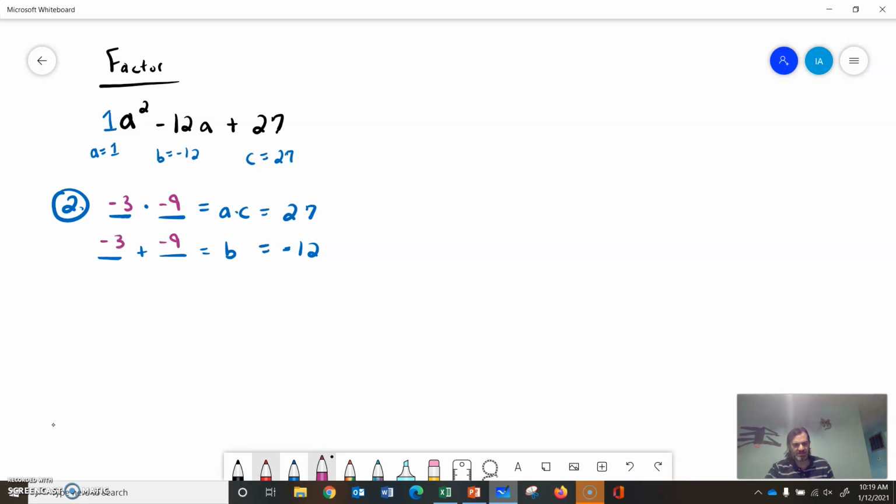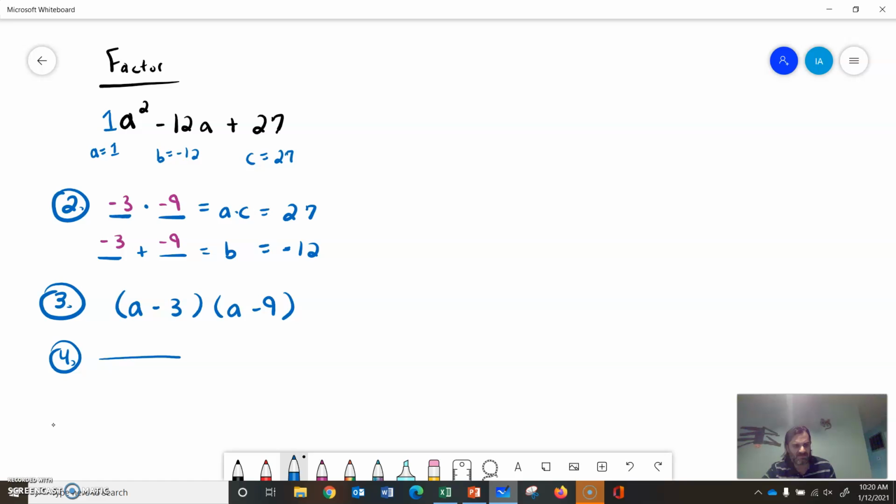Okay. So then once we have that, we'll jump to step 3, where we set up two independent factors here, and we'll start with the a term, a and a, one a in both places, and we'll have a minus 3, a minus 9. We drop our numbers in, and step 4 we'd pull anything out that we could. There's nothing we can pull out. In step 5 we'd put anything back in that came out in step 1, but nothing came out in step 1. So this thing factors into a minus 3 times a minus 9.